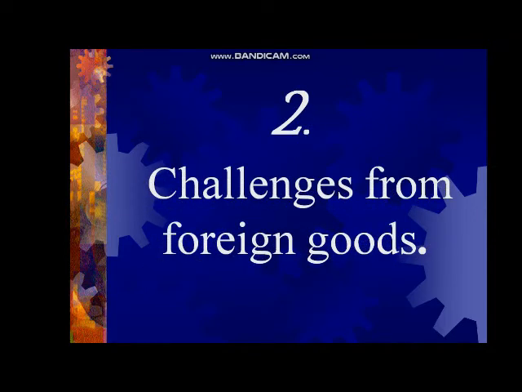Second, local challenges from foreign goods. Local industries find it difficult to face the challenges of price and quality. Let me repeat, price and quality of foreign goods. They find it very difficult to face the challenges.